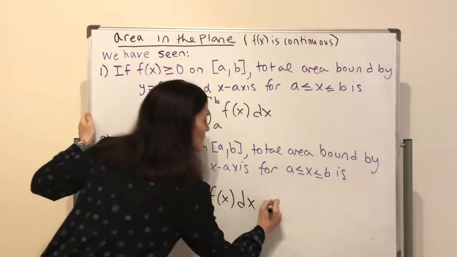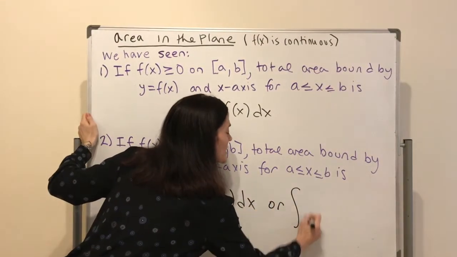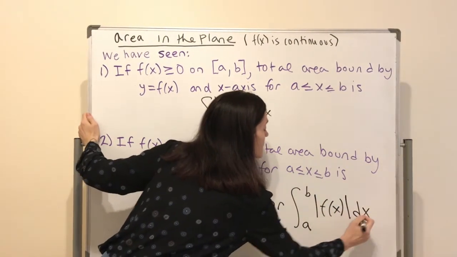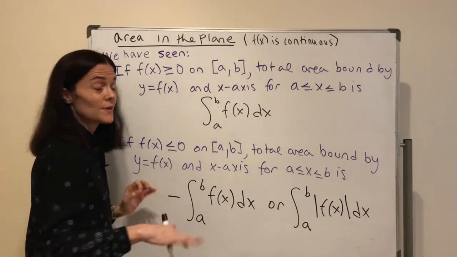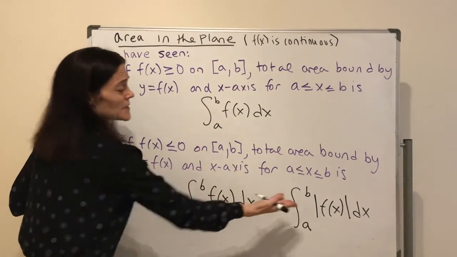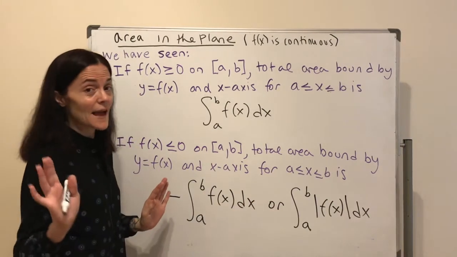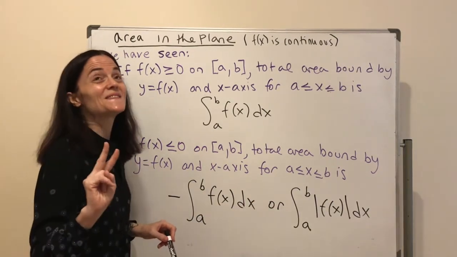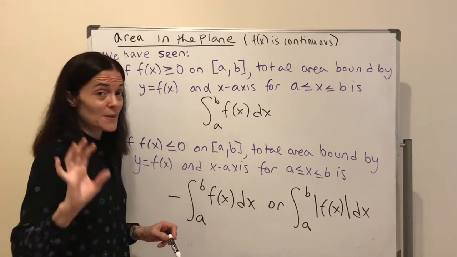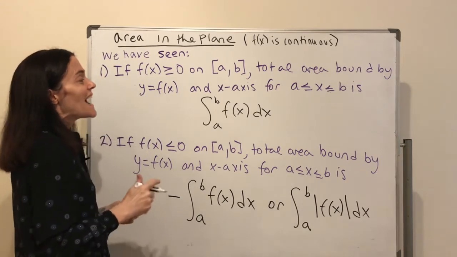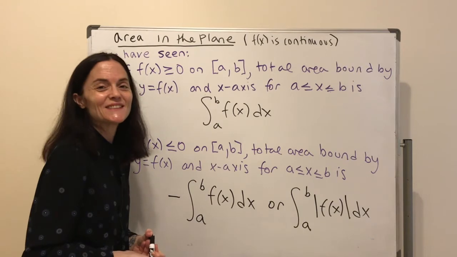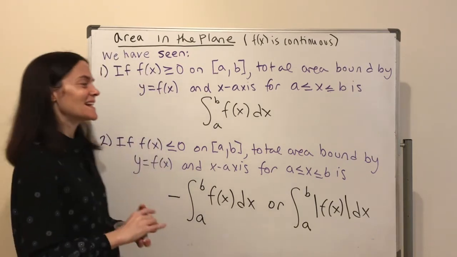Another way, which we mentioned, is integrating the absolute value, because the function is negative. So this minus sign, whether it's on the outside or the inside, is the same thing as just integrating the absolute value. So these are two things we've seen so far, if the function is strictly positive or strictly negative, and we ask about total area. Now, one more thing that we have seen, and then we will move into new ideas.